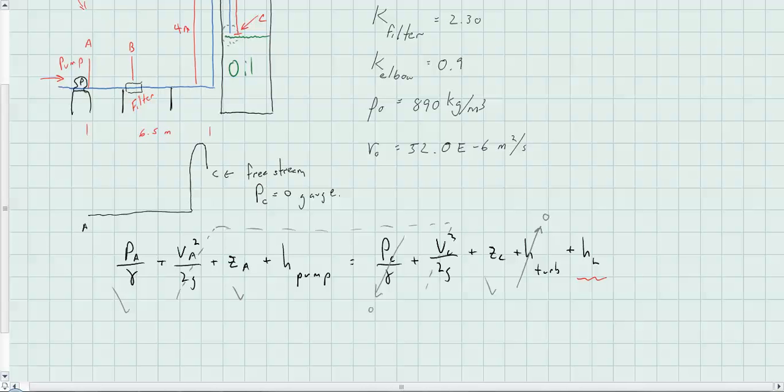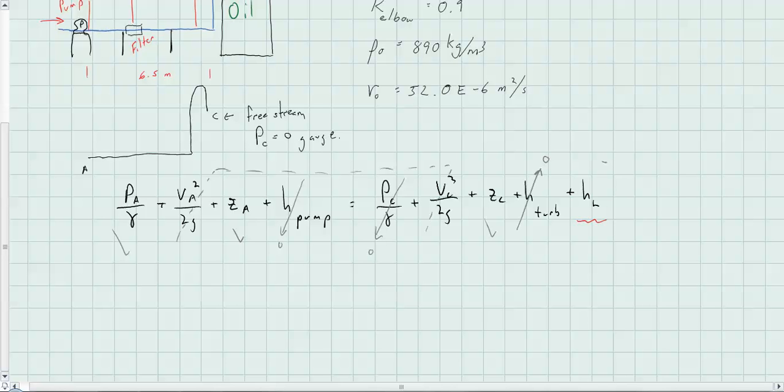We are now going to look for a flow rate, and I should say because we picked A at a point beyond the pump, H of the pump will go away as well. Our next step is to try to reduce it further. How can we do that? We can convert HL into its subcomponents.